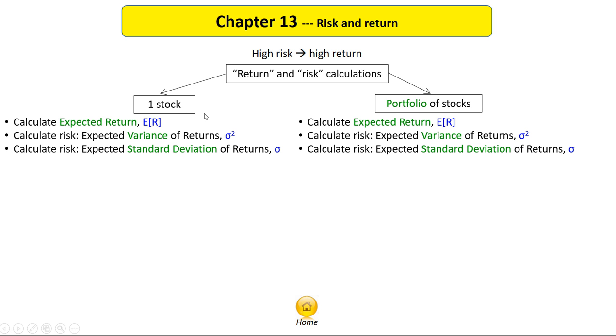For both one stock and portfolio stocks, we were doing 3 types of calculations. Expected return, E, and in squared brackets R. Then we were calculating risk. First, we would calculate the variance of returns, sigma squared, and then we would take the square root of that, and that will be the risk measure that we call the expected standard deviation of returns, which is just the Greek letter sigma. Same for the portfolio of stocks.